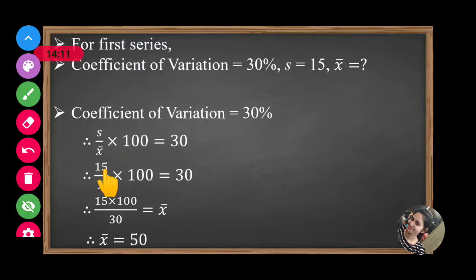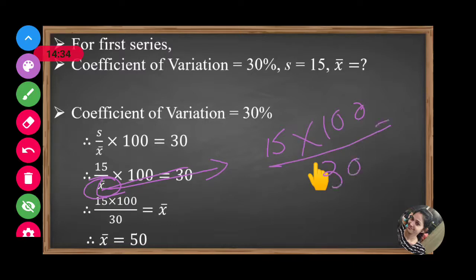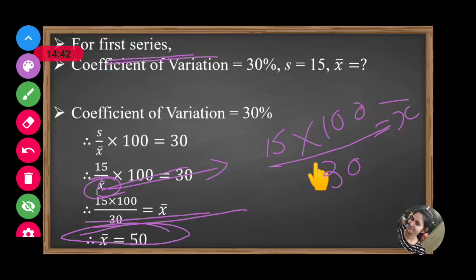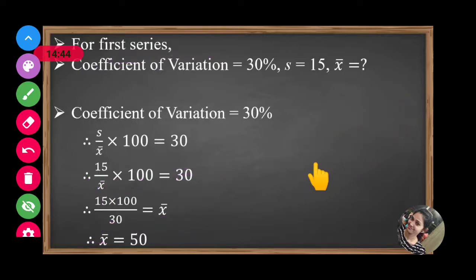Now we have to find the X bar, right? So we will move the X bar to the other side and 30 will move to this side. So in short, X bar will be in the place of 30 and 30 will be in the place of X bar. So 15 into 100 upon 30 is equal to X bar. In this way we will get X bar is equal to 50 for the first series. But here two series are given, so we have to find the mean for the other series also. Let me find.